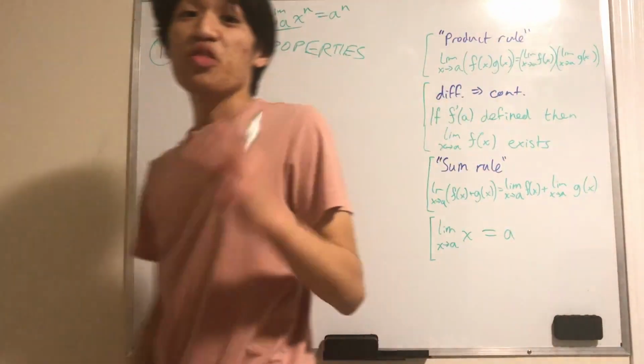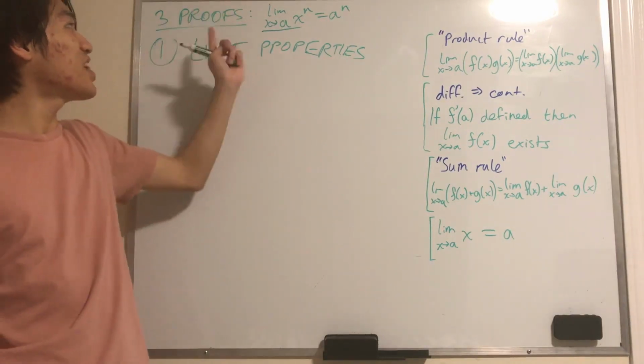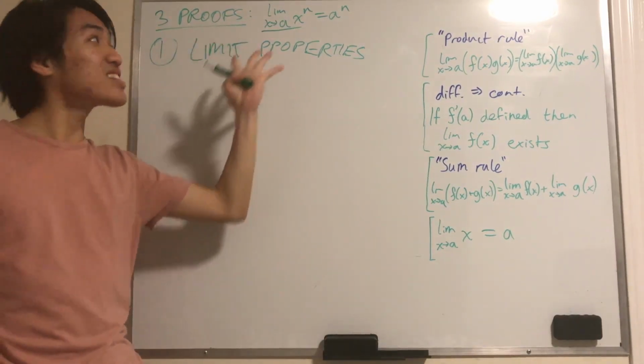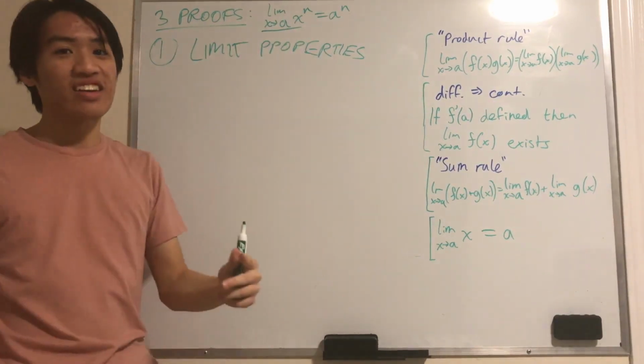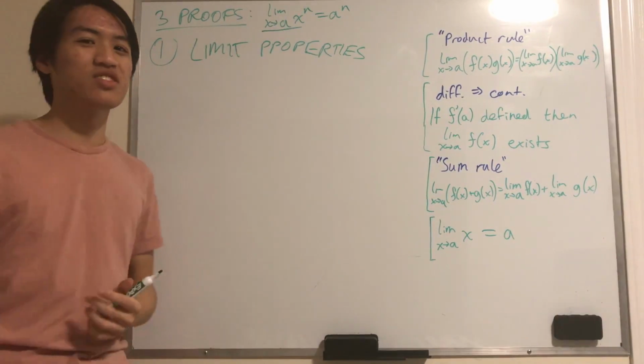Today we're going to look at 3 different proofs for this limit right here. So the limit as x goes to a of x to the n is equal to a to the n. That's our claim. We want to prove it, and here are 3 ways to do that.